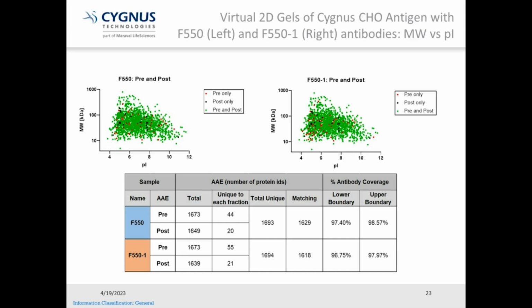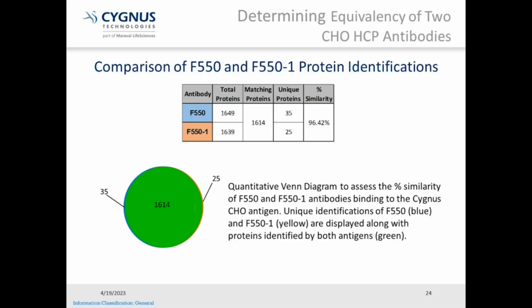The coverage of these two antibodies agrees with one another. AEMS was used to determine the equivalency of the F550 and F550-1 antibodies. As shown here, the two CHO antibodies are 96% similar to one another as determined by AEMS. The Venn diagram below shows that 1,614 proteins were matching, as shown in green.